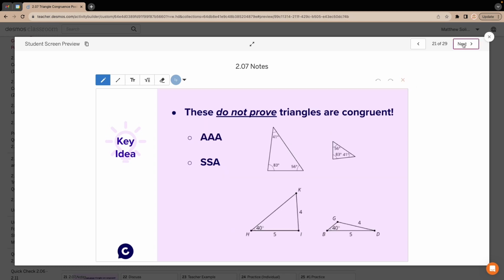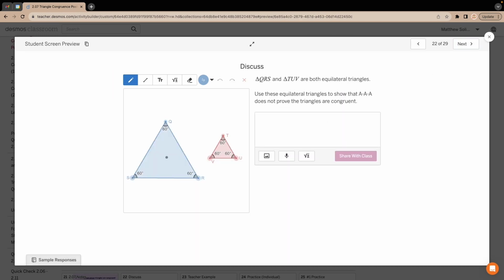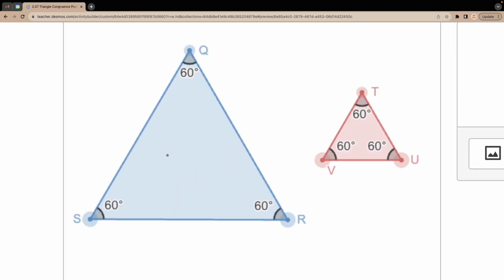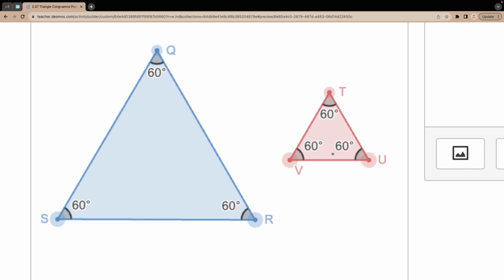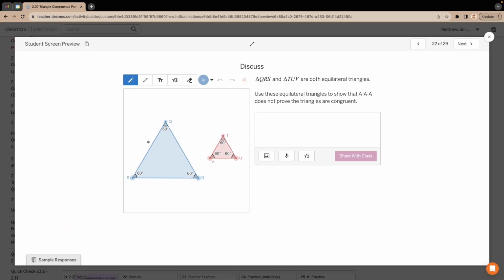There's only 2 that don't work. The one that spells the bad word, side, side, angle, or angle, side, side, forwards or backwards, right? And the other one that doesn't work is angle, angle, angle. Here's an example from class, angle, angle, angle. Both these triangles have 60-degree angles, right? They're equilateral triangles. This one maybe has a side length of 4. This one maybe has a side length of 2. They're not the same size, but the angles are all 60. So angle, angle, angle does not work.